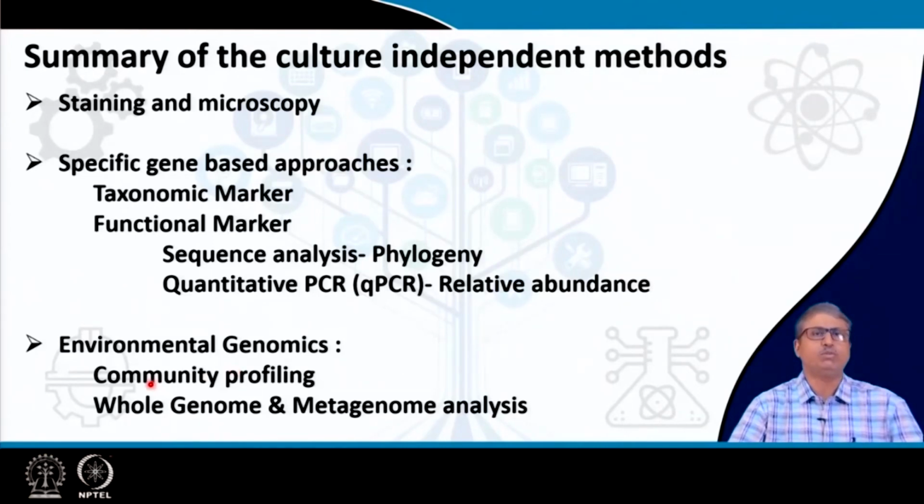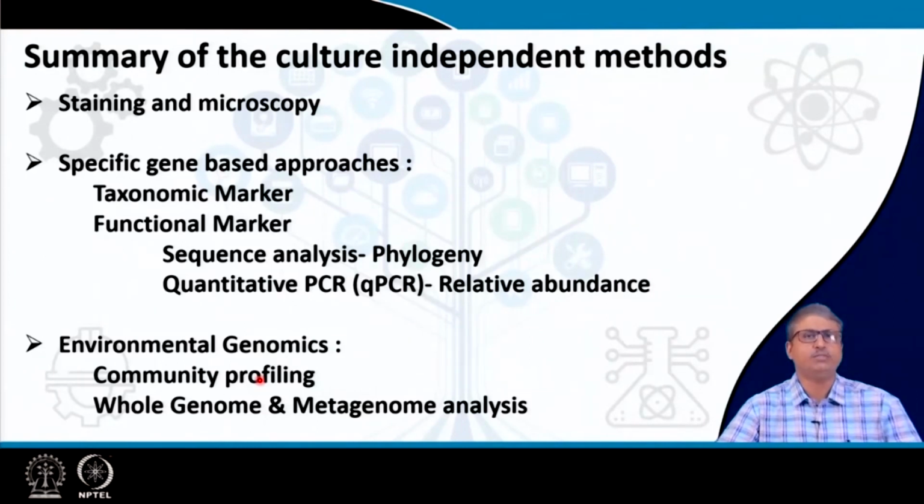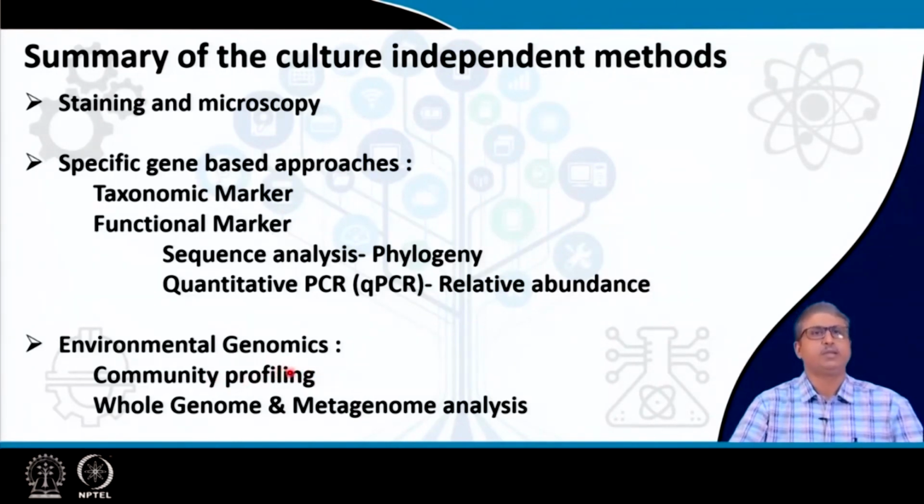If you want to know what organisms are present, one of the most suitable techniques is profiling. Profiling means what species are present. A quick overview of this can be obtained when we use the 16S ribosomal RNA genes present within the community and try to ascertain how many different types of 16S ribosomal RNA genes are there. There are many procedures to do this profiling, and we will talk about those methods in a separate lecture. And then the whole genome and metagenome analysis.